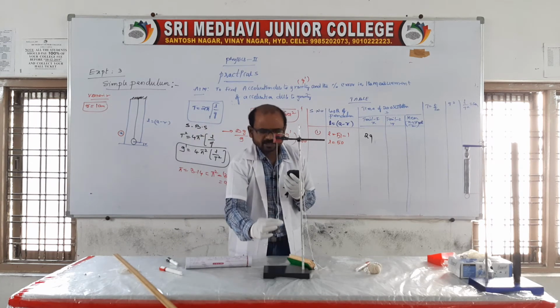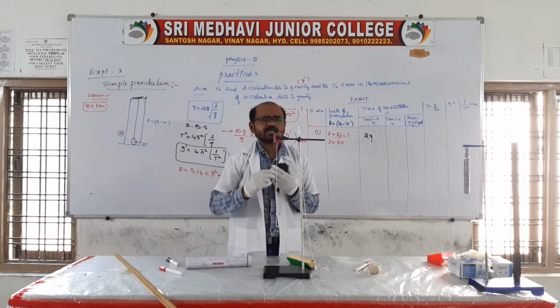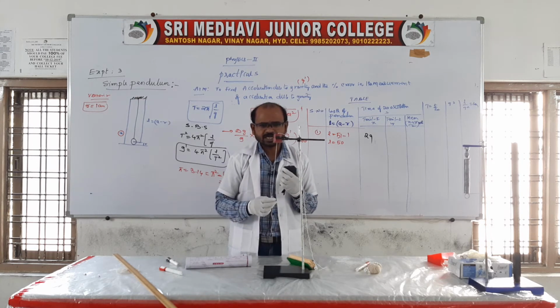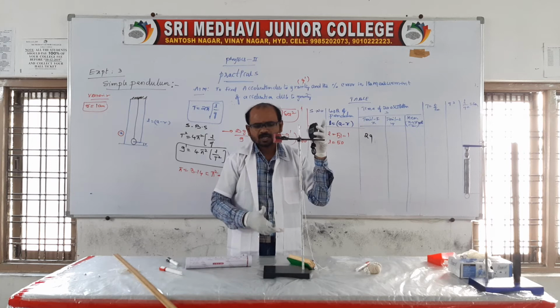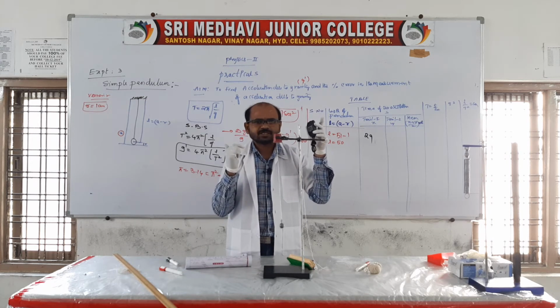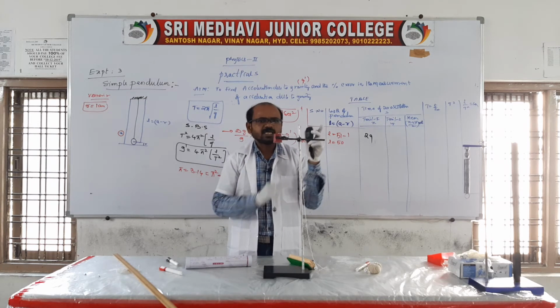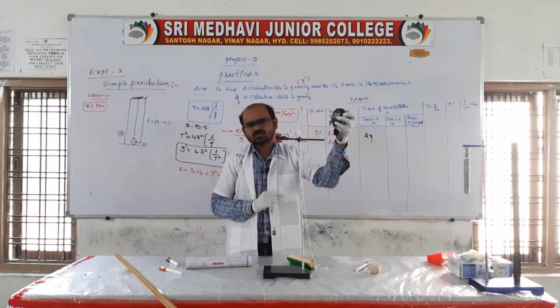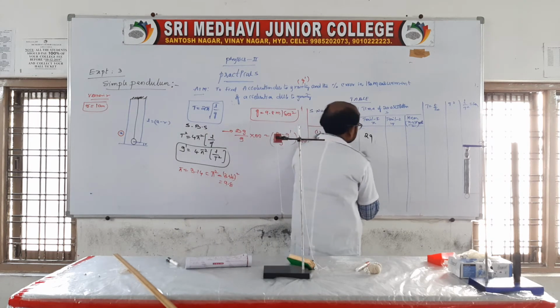And for the same length, 50 centimeters only, we have to take the second reading. Second trial also we need to do. Again you pull it aside and release it. Then you start, the counting is also the same. We should repeat it up to 20 oscillations. After completing the 20 oscillations, you stop it and note down the time. Again we are getting almost the same time because the length is the same, no?